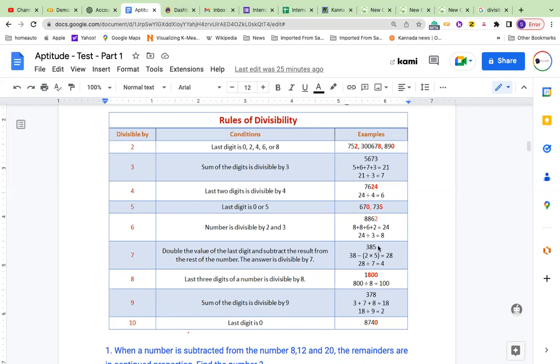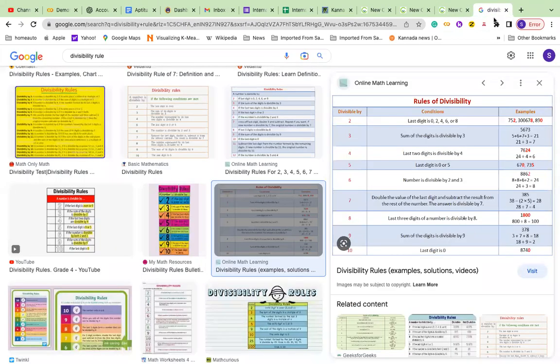What is the double of 5? And what is the remaining? 38 minus double the 5, that is 10, is actually 28. Is 28 divisible by 7? This is the rule. So now how should we try this out actually? It is a better way. This is one rule, but some people have different rules for 7. So you can stick to any rule. Let me check with any other distributed rule. Everybody is saying the same thing.